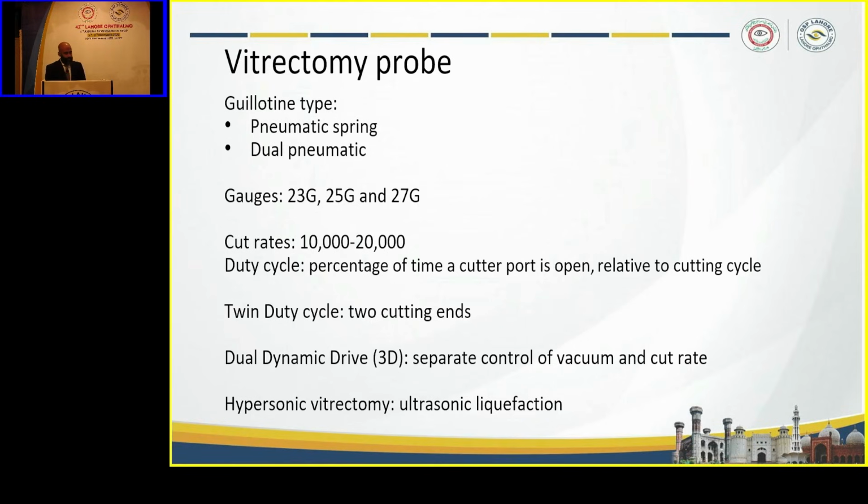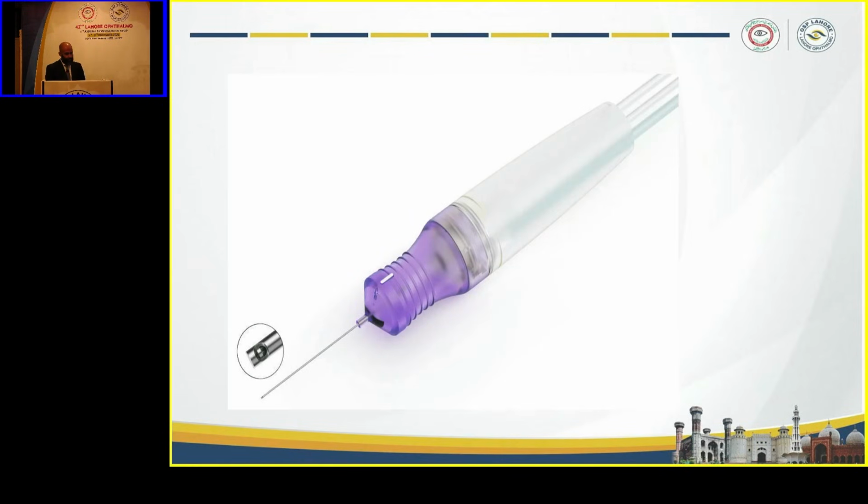Hypersonic vitrectomy is a recent development. It allows the surgeon to liquefy the vitreous surrounding the probe, and there being no guillotine inside the cutter, it allows the port to be open at all times, and it gives the surgeon a better and more efficient cut rate. This is a picture of a 27 gauge vitrectomy probe.